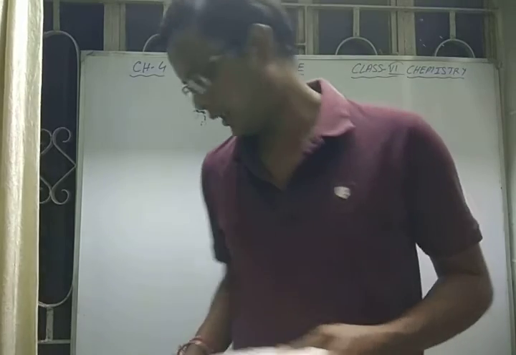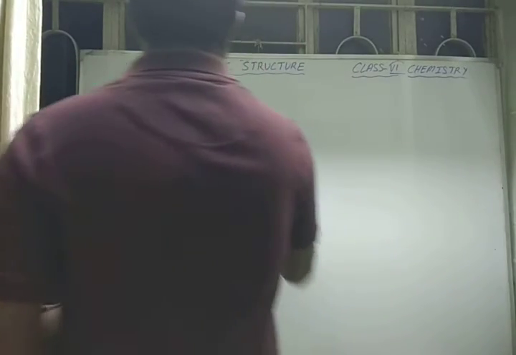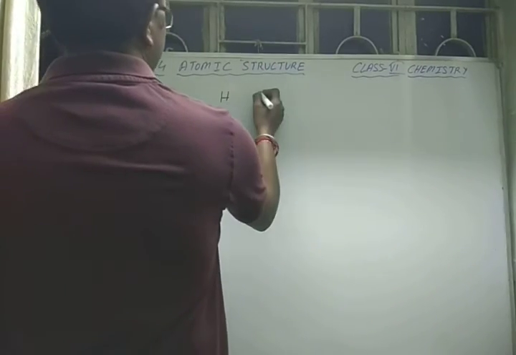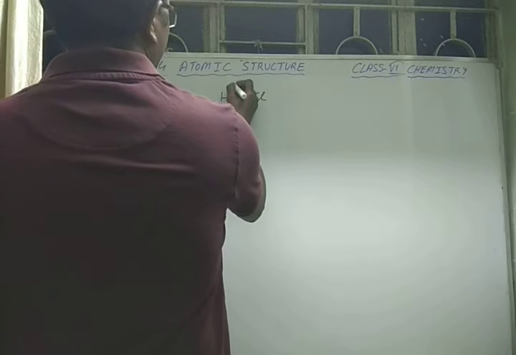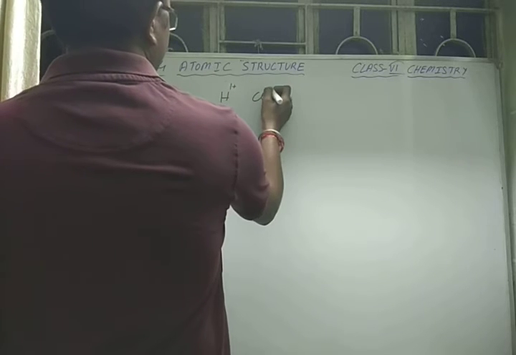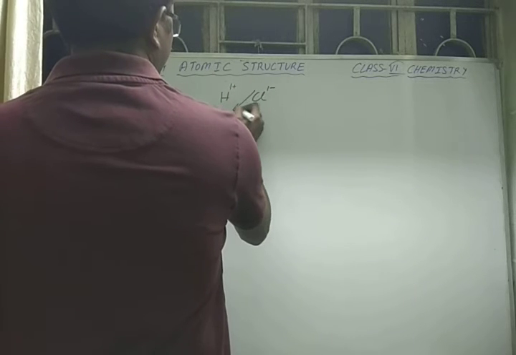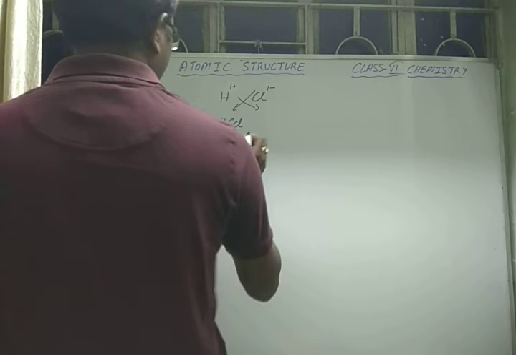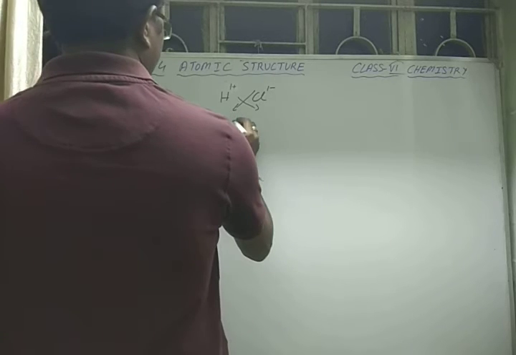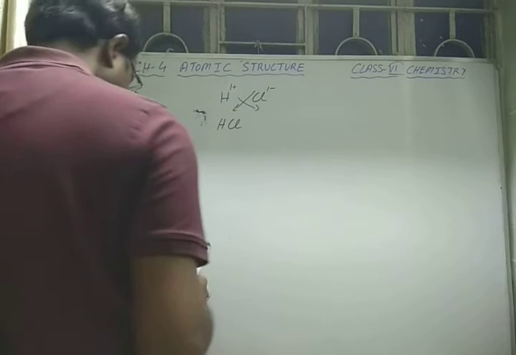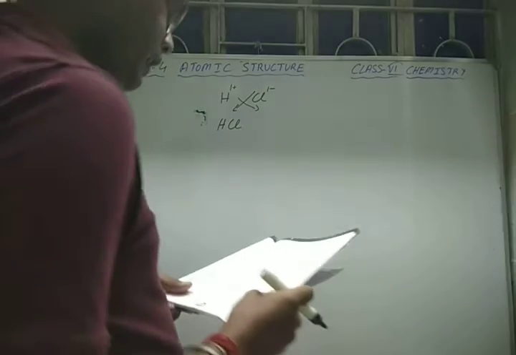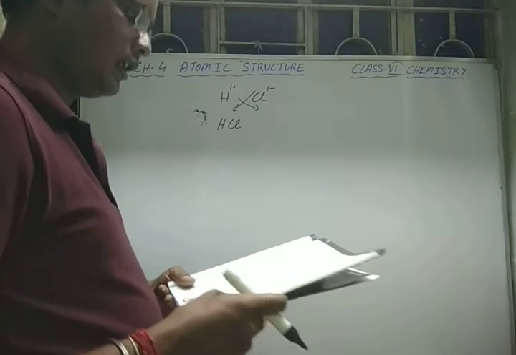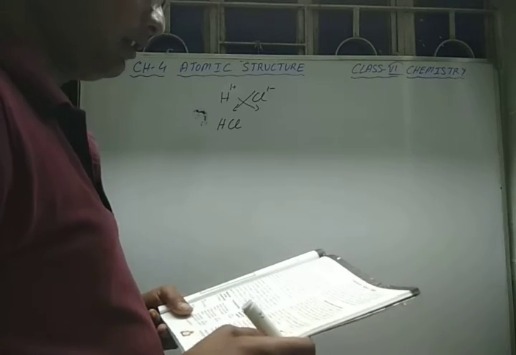Suppose we see the formula of hydrogen chloride. It is H and Cl. Hydrogen is 1 plus, chlorine is 1 minus. If you do the crisscross first, it will become HCl. So there is only one hydrogen atom involved, thus the valency of chlorine is also 1.